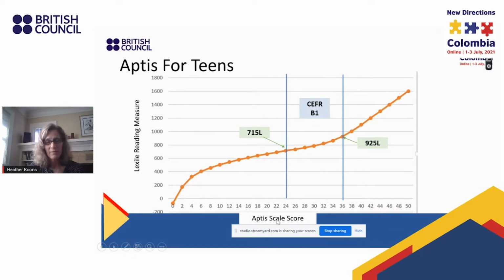Here's a chart that is the result of the link with our Aptis for Teens assessment. You can see we have an Aptis scale score that runs from 0 to 50, and then the Lexile reading measure associated with those. I highlighted a couple of points here. We see 24 runs up to about a 715 Lexile measure, and then 36 is about a 925 Lexile measure. Within that zone on the Aptis assessment, they've identified the zone from 24 to 36 as being CEFR B1. So we can associate the Lexile measure with the Aptis designated CEFR level as well. You're seeing how this information is just dominoing, snowballing, getting more and more information.